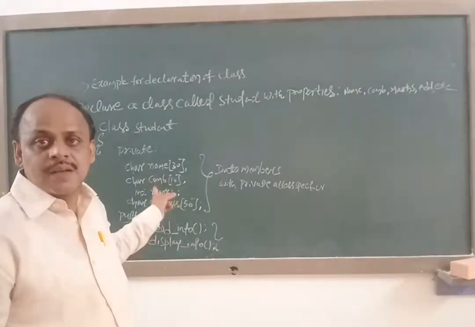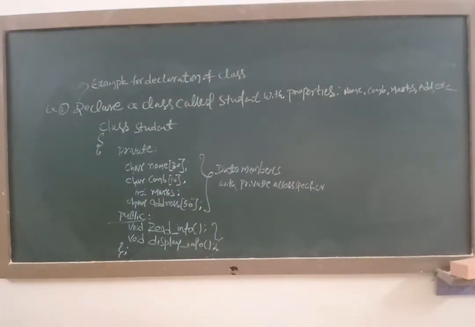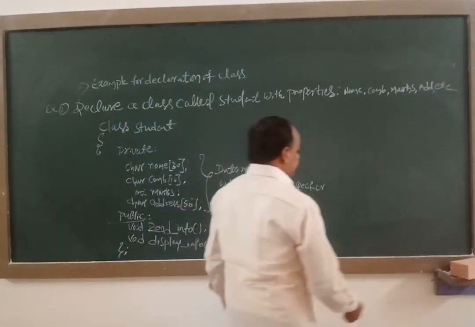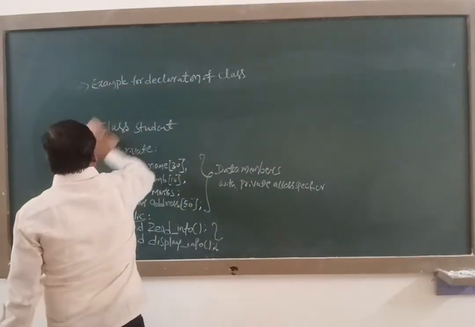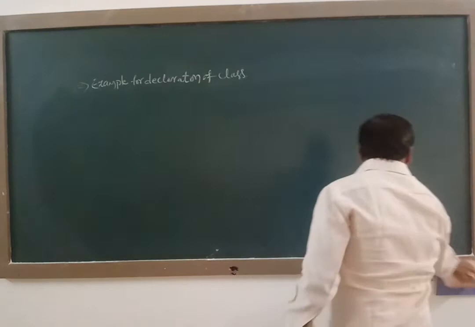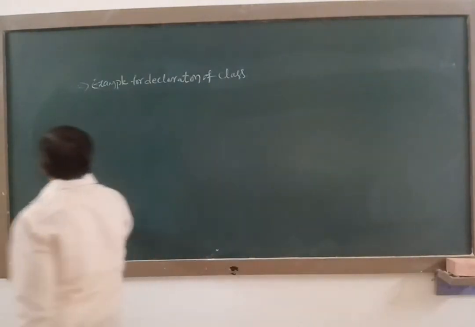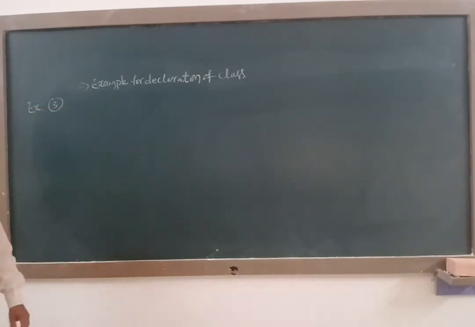Now the second example is over. Let us see one more example. Third example. Example 3: Declare a class called rectangle with the properties such as length, breadth and area.